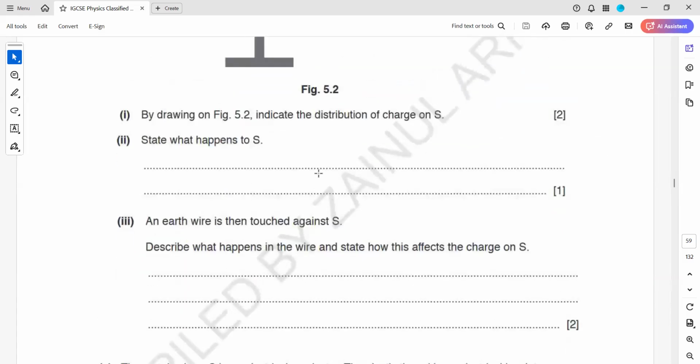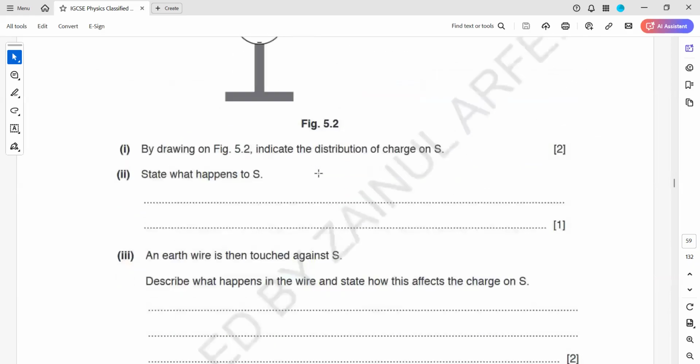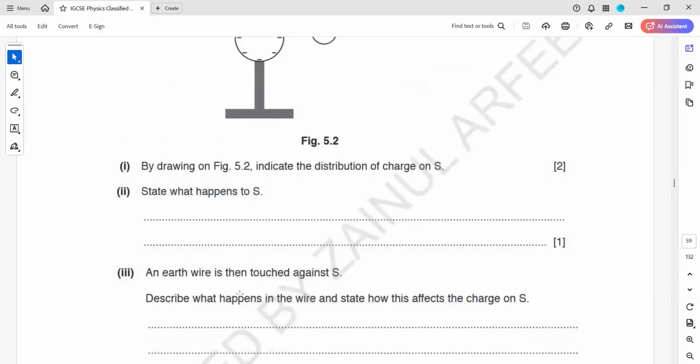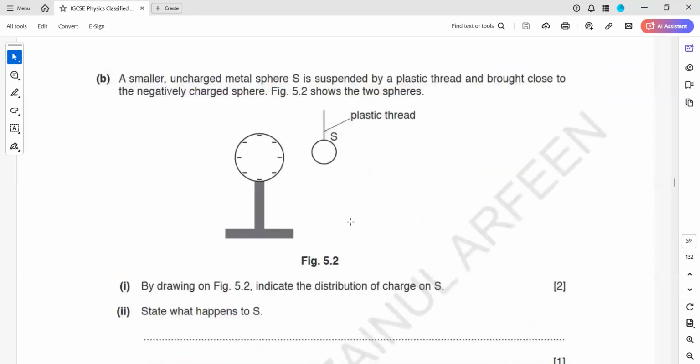An earth wire is then touched to S. Describe what happened in the wire and state how this affects S. The earthing wire is connected to what? S. So this is S. So this was positive. We connect an earthing wire to S. What will happen? Negative charges or electrons will move out from the sphere to the earth. The negative charges will move to the earth.